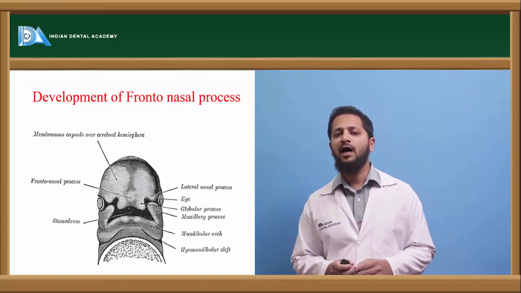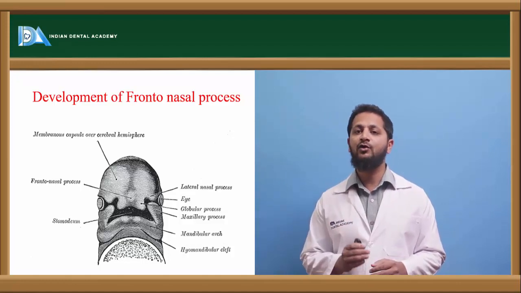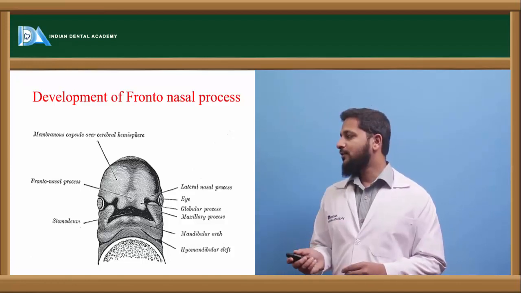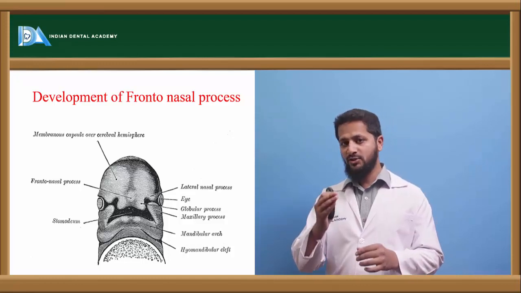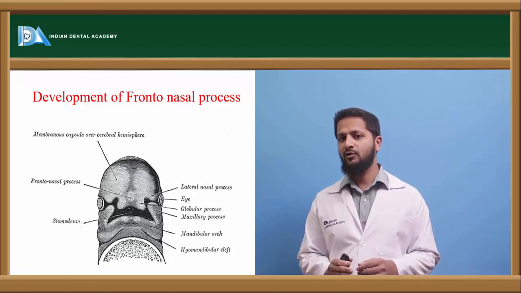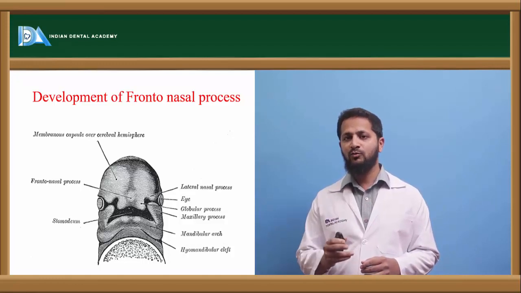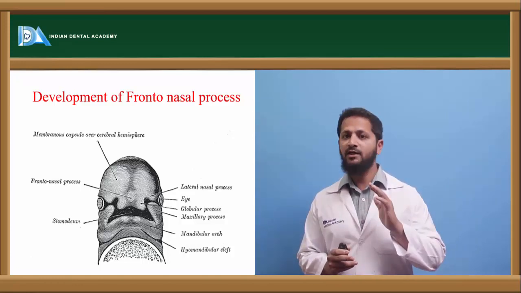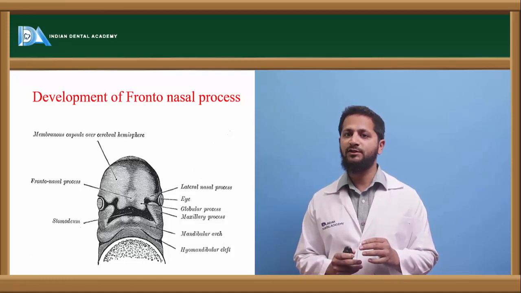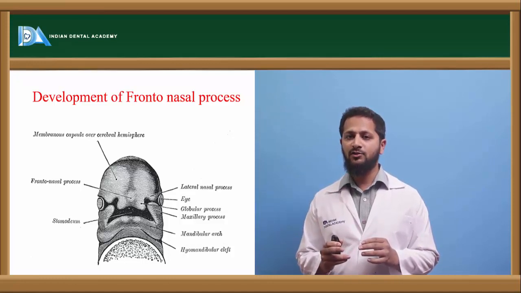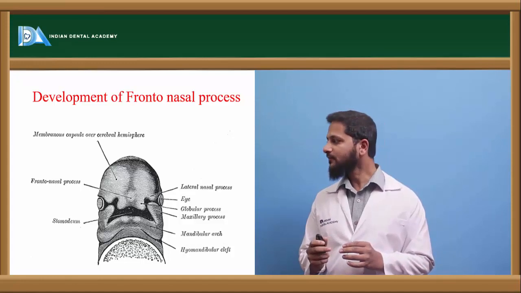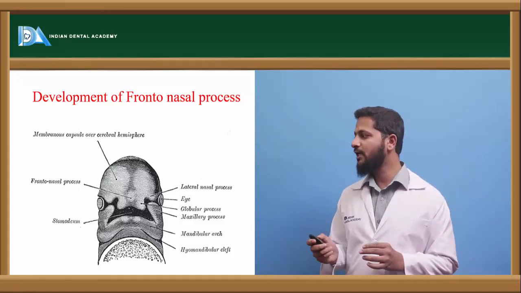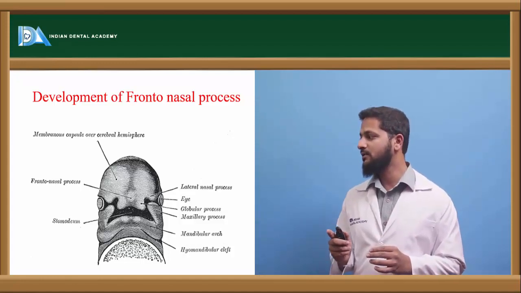Next, let us see how the frontonasal process develops. The mesoderm covering the developing forebrain shows a downward projection. This is called the frontonasal process. The stomodium, which is the primitive mouth, is covered superiorly by the frontonasal process, and on either side below by the mandibular process. Hence, we can see in this diagram the stomodium covered superiorly by the frontonasal process.